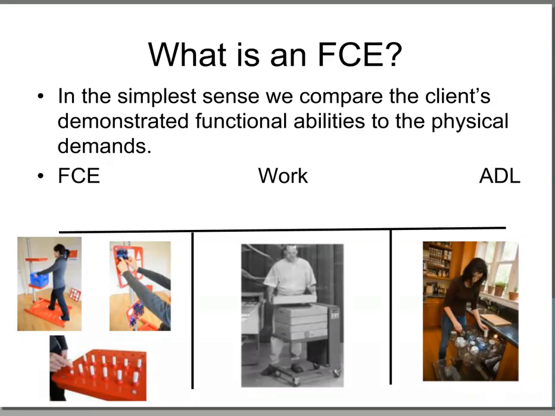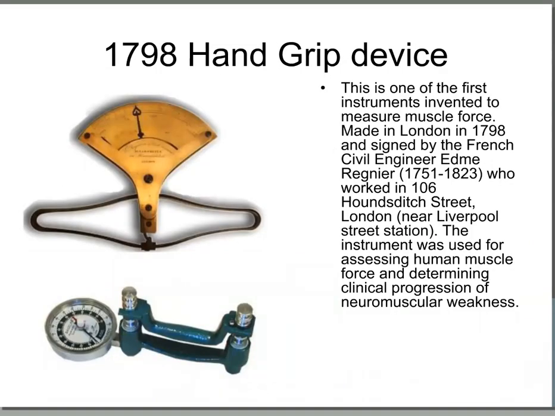This slide shows a picture of one of the first instruments invented to measure muscle force. It's a hand grip measurement tool made in London in 1798. The device is similar to the grip devices we use today. The instrument was used for assessing human muscle force and determining clinical progression of neuromuscular weakness.